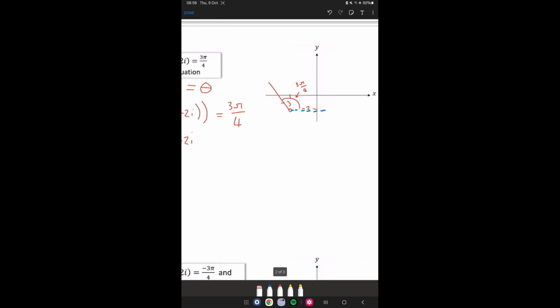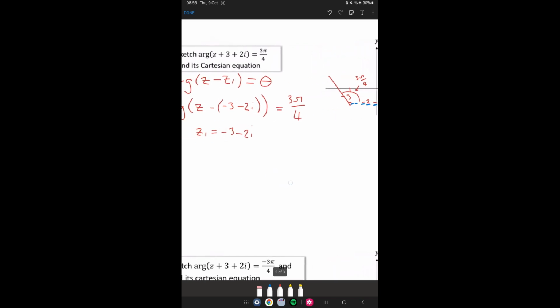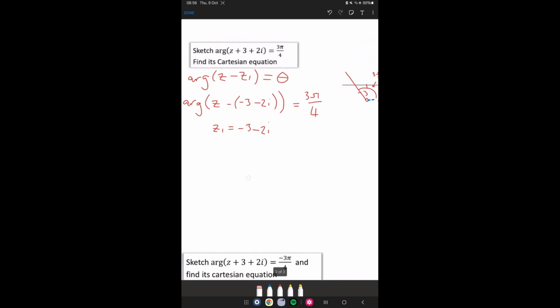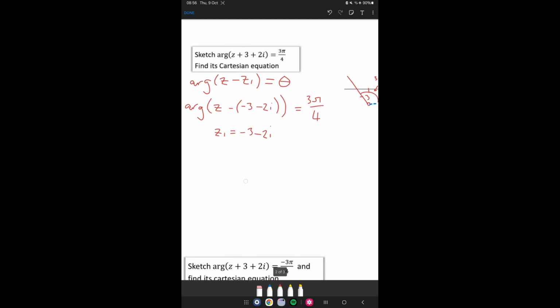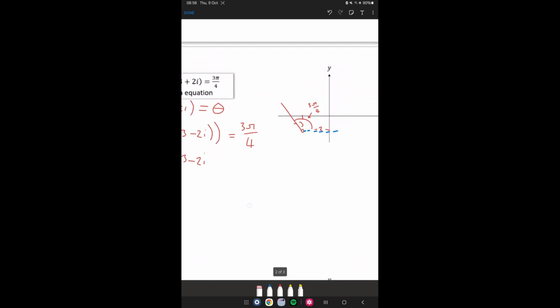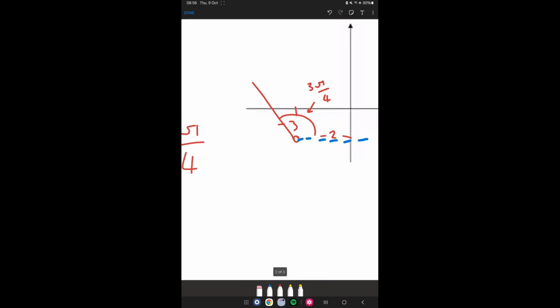I know we're used to seeing arguments from the origin, but at this point we are basically saying the argument of the line created by Z minus Z1. Remember, Z is the locus we're drawing. So Z is anywhere on that red line there, apart from where we've drawn the circle, because we know it can't be in exactly the same position as Z1. It doesn't work.